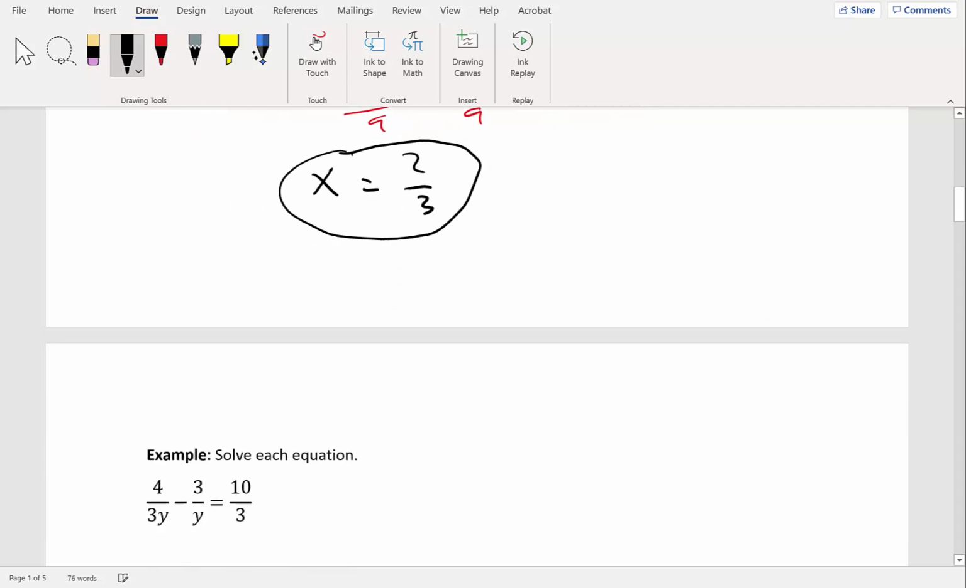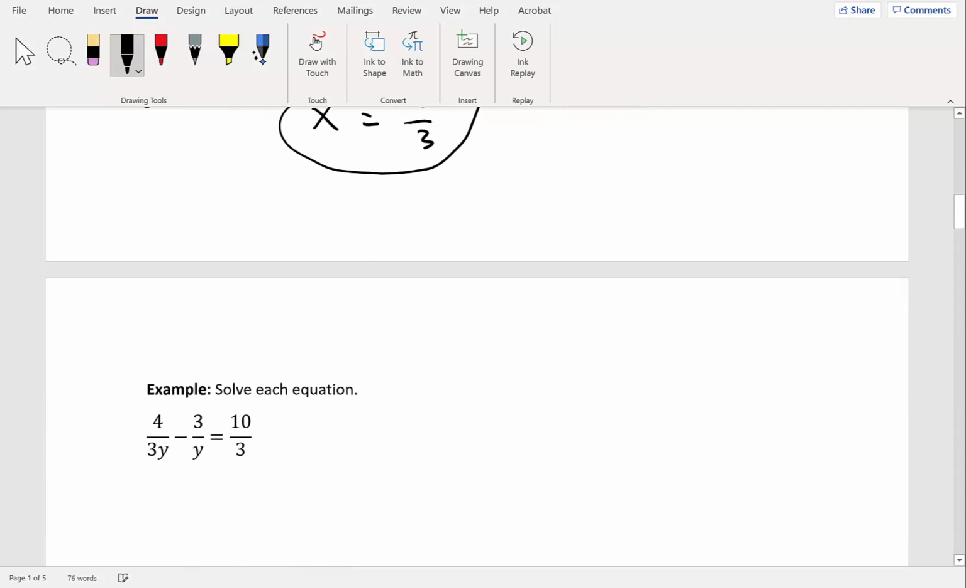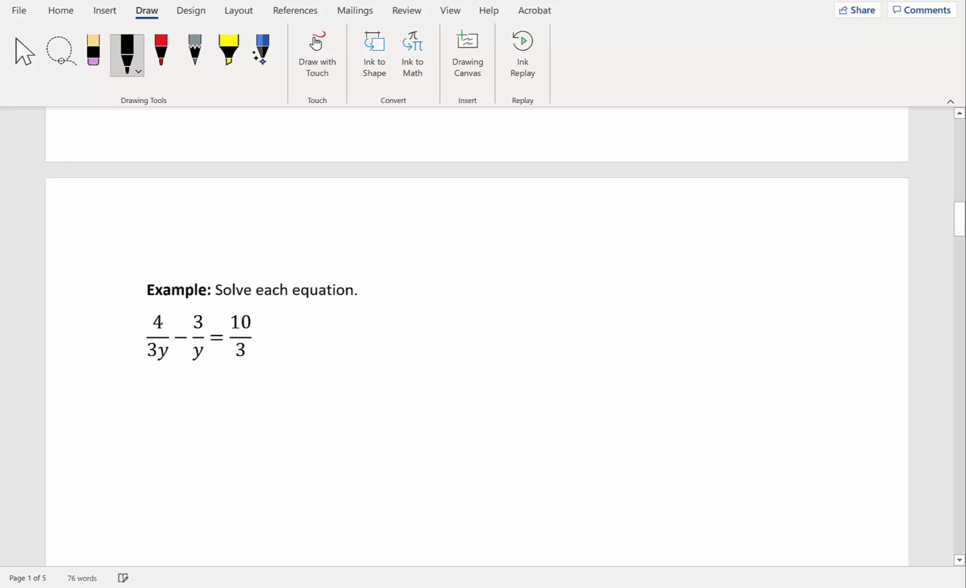Let's take a look at another problem. Solve each equation. We have 4 over 3y minus 3 over y is equal to 10 over 3. Okay, well, first let's go ahead and find the LCD. So 3 times y, this is just 3 times y. My y can't factor that out, it's just y. And then 3 is just 3.